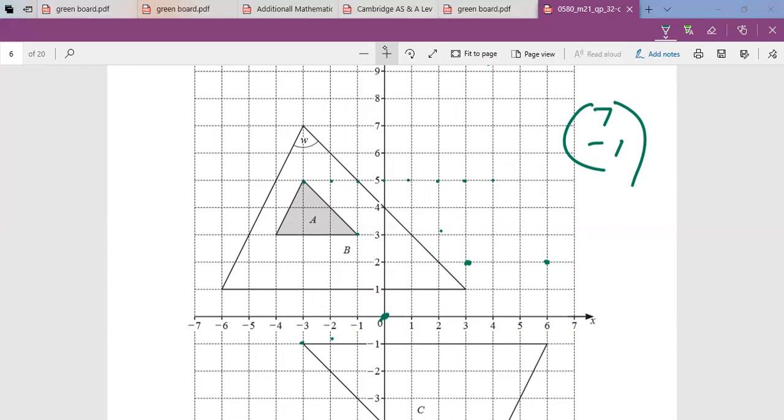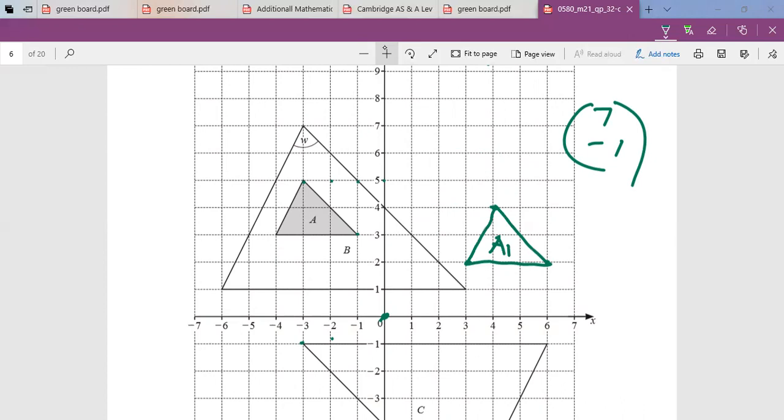1, 2, 3, 4, 5, 6, 7, but you come downwards. So this is where we'll put a mark. Then we are going to join here. That is the image. So we can even say A1, A subscript T1. I hope that is okay.